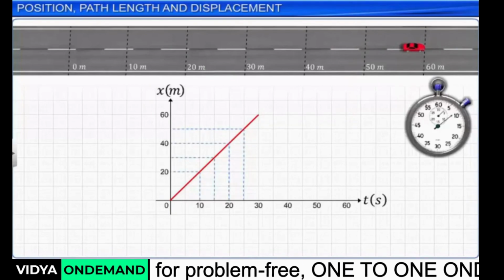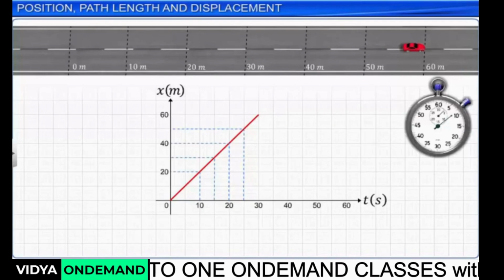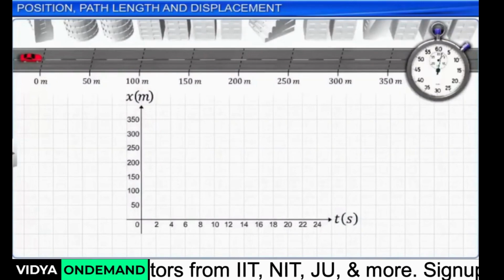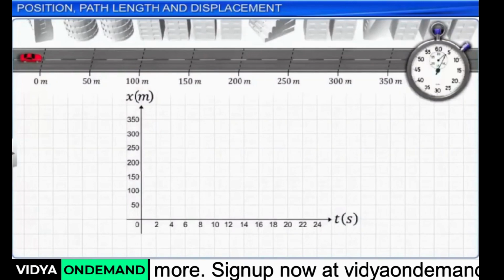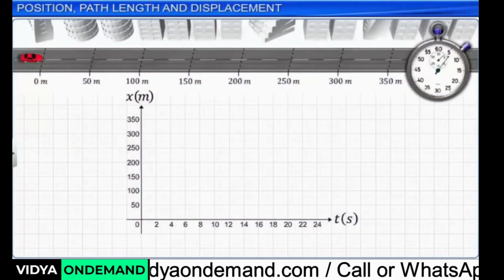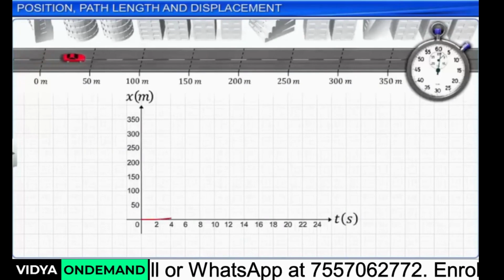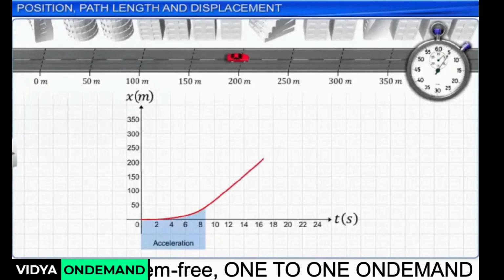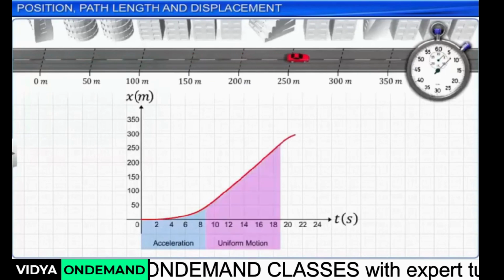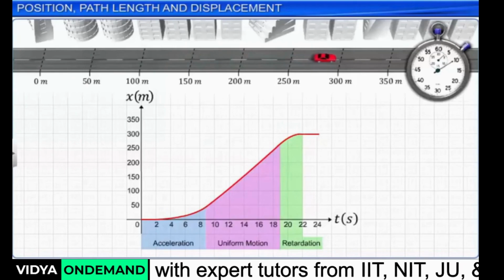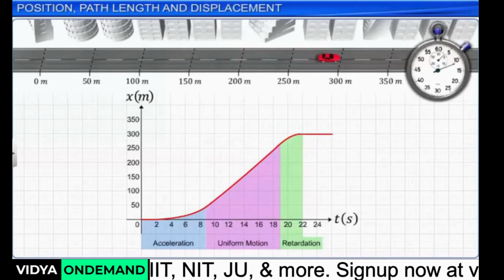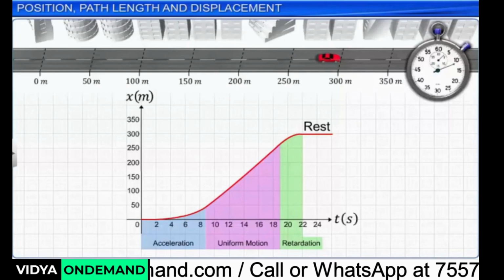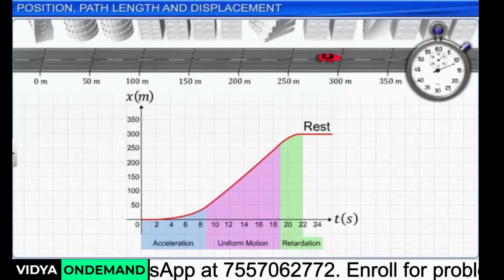If the car starts from the position of rest, picks up speed and moves with uniform speed for some time, later the brakes are applied and its speed gradually decreases, and the car finally comes to rest, this graphical representation shows all the 3 types of motion, that is, acceleration, uniform motion, retardation, and back to rest.